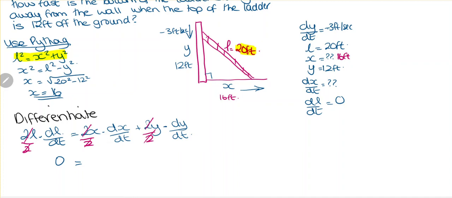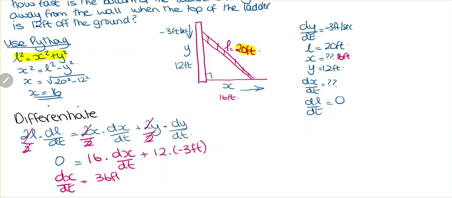And then we have X is 16, dx/dt we don't know, Y we said is 12, and the rate of change is negative 3 feet per second. So let's rearrange. So dx/dt times 16 is equal to negative 36. If we take that and add it to both sides, we'll have 36 divided by 16.